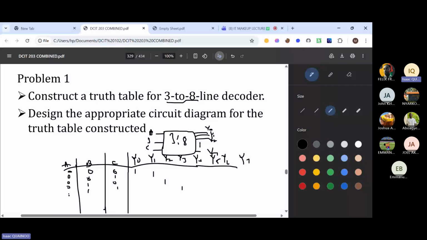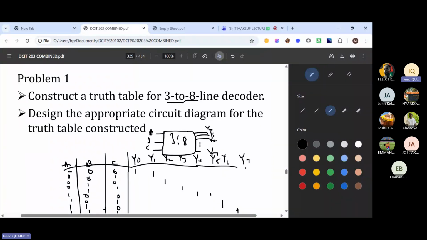Then we are going to have what? Our 1, 0, 0. That's going to be our Y4. We have 1, 0, 1. That's going to be our Y5. We have 1, 1, 0. That's going to be our Y6. And then we are going to have 1, 1, 1. Am I right? That's going to be our Y7.